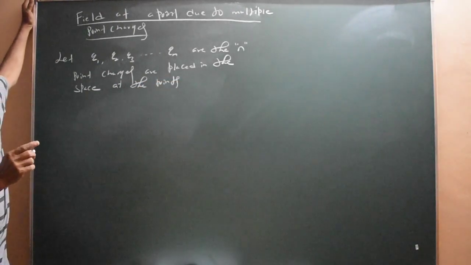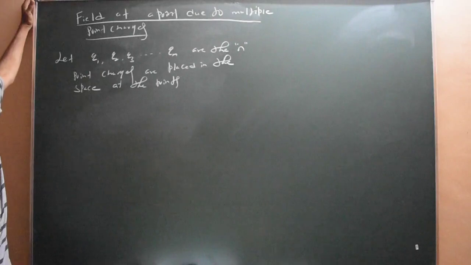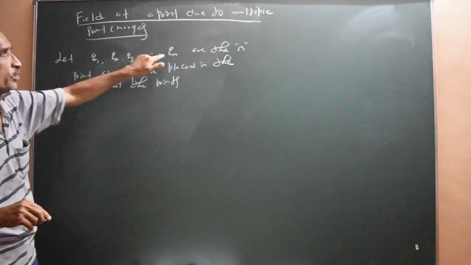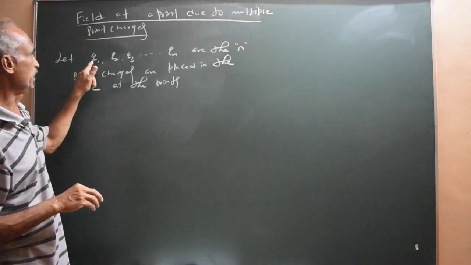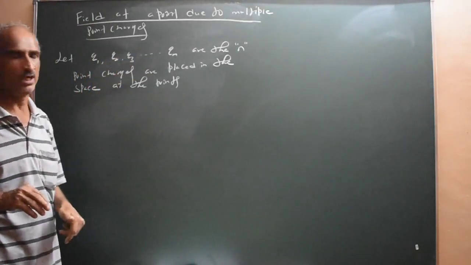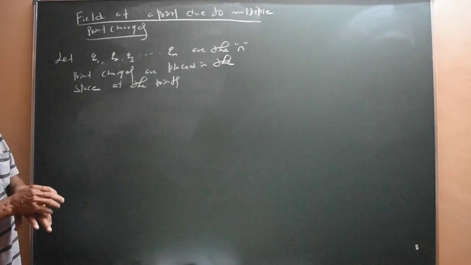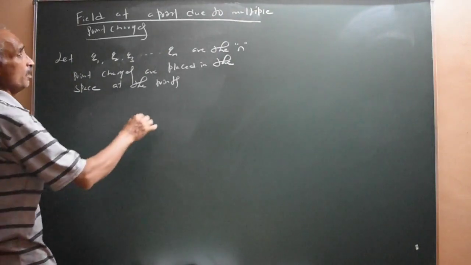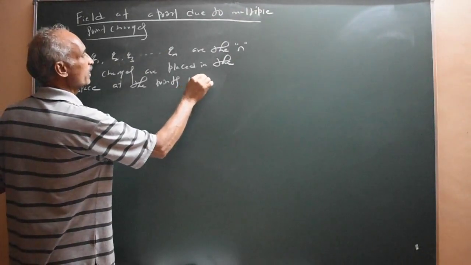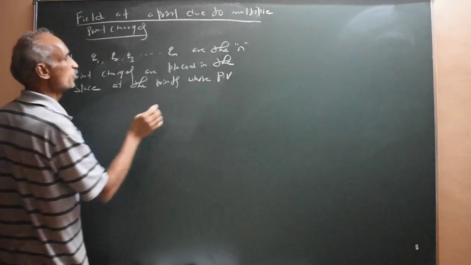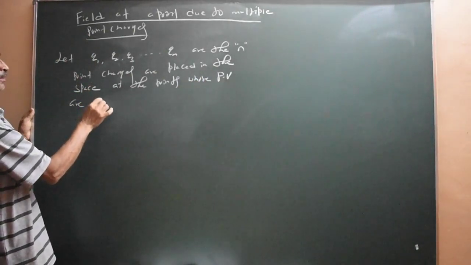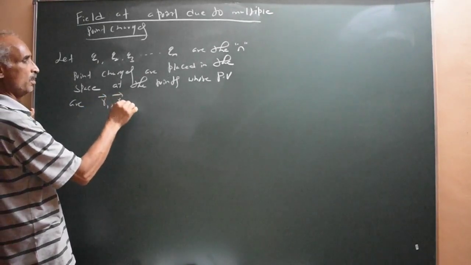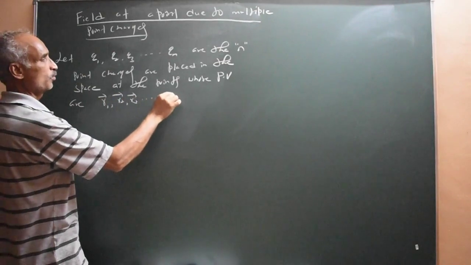In the single charge case we took the single charge, capital Q, placed at the origin. But here it is q1, q2, q3, and so on up to qn; capital Q is not taken. Here the source charges are small q1 and so on, not placed at the origin, but at points whose position vectors are R1 bar, R2 bar, R3 bar, and so on up to Rn bar.